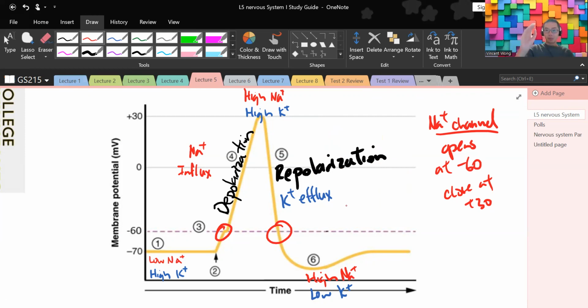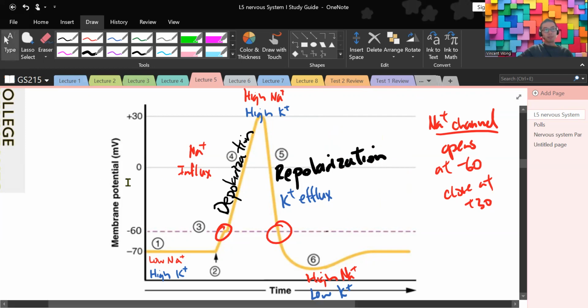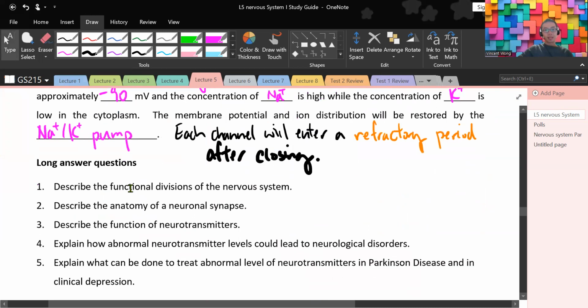Just for the record, the refractory period is a period that the channels enter after they close, and they will not open no matter what trigger you give them. Okay, that's it.